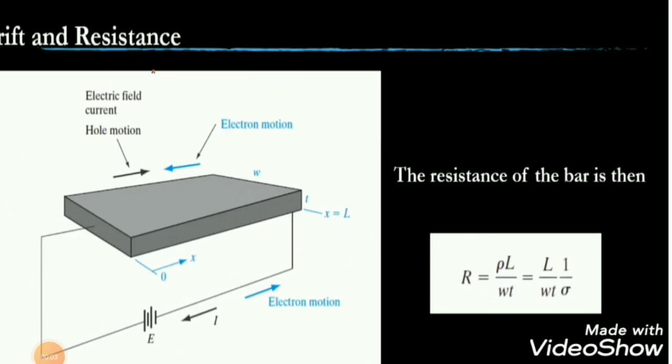Drift and resistance. In the last video, we got to know the electron current and conventional current, how the electron moves, and exactly opposite to the electron movement, the hole movement will be there. A hole is nothing but a vacant place, that is, the absence of the electron is nothing but a hole, for which we give a positive polarity, and the electron has a negative polarity. Similarly, here we consider a semiconductor material, a rectangular bar.